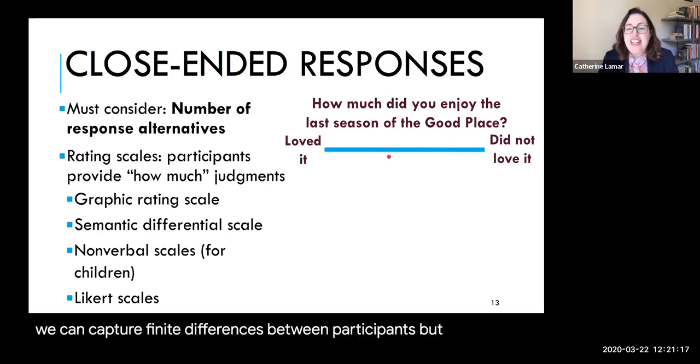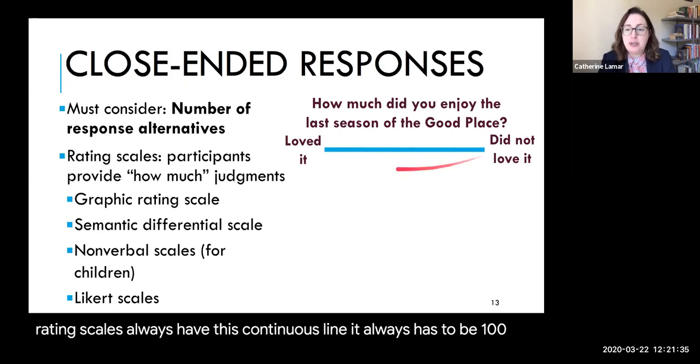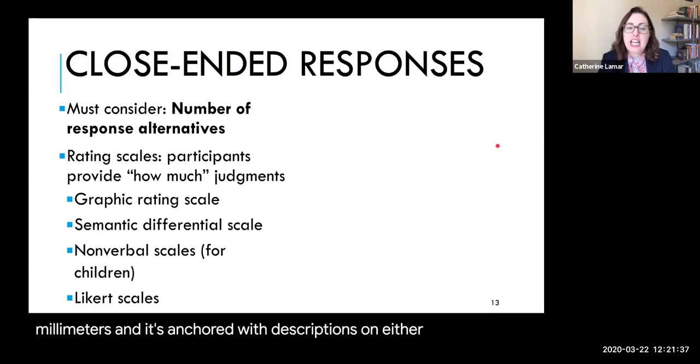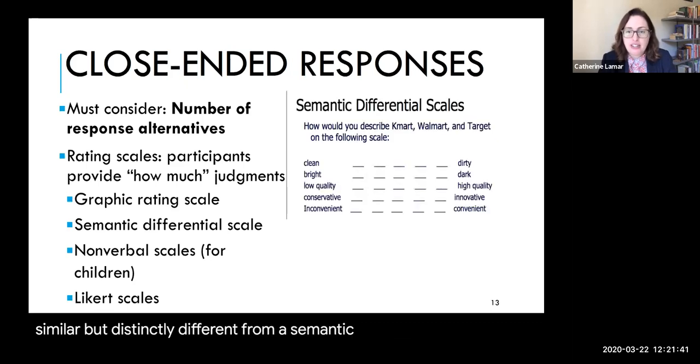But one of the disadvantages here is that it's a little bit challenging to compare responses overall, because there's no clear marker between one point and the next across participants. Again, though, graphic rating scales always have this continuous line. It always has to be 100 millimeters, and it's anchored with descriptions on either end. This is similar but distinctly different from a semantic differential scale.